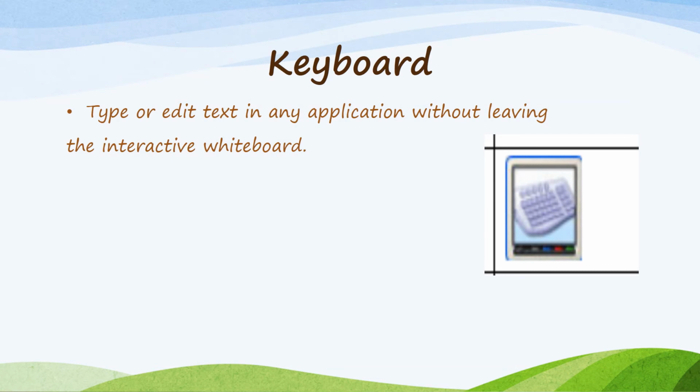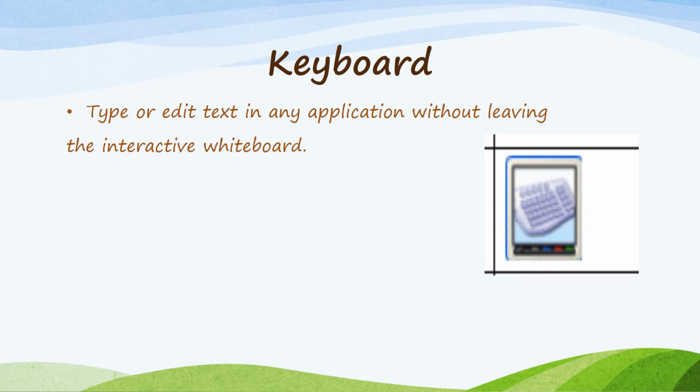Second, after the notebook in the SMARTboard, and specifically in the floating tools, is a keyboard. And this is the icon for the keyboard. With the keyboard, you can type or edit text in any application without leaving the interactive board, and we can see together in a video how we can use the keyboard on the SMARTboard.